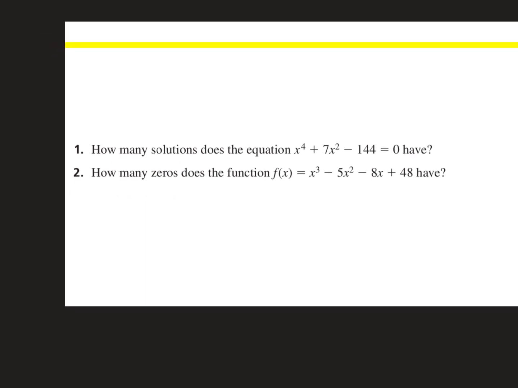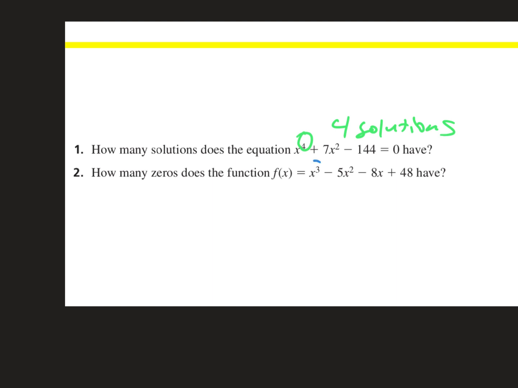All right, look at the next slide. Number one, how many solutions does x to the fourth plus 7x squared minus 144 have? Four solutions. How do you know it's four? It's the highest exponent. Are they all real? You don't know. They could all be imaginary. You don't know that until you algebraically work it out. You cannot just look at that and say, oh, yeah, everything's whatever.